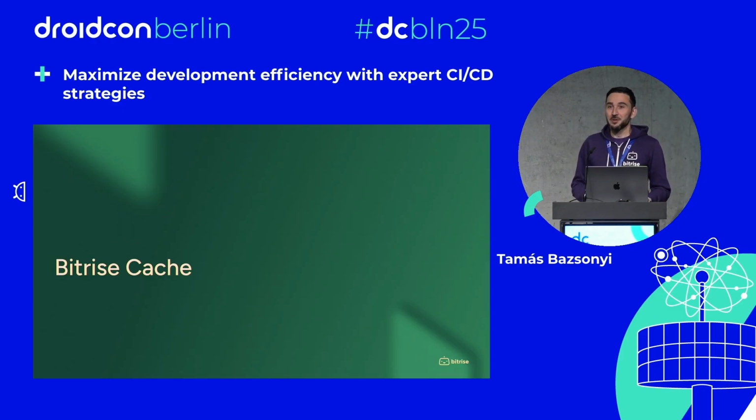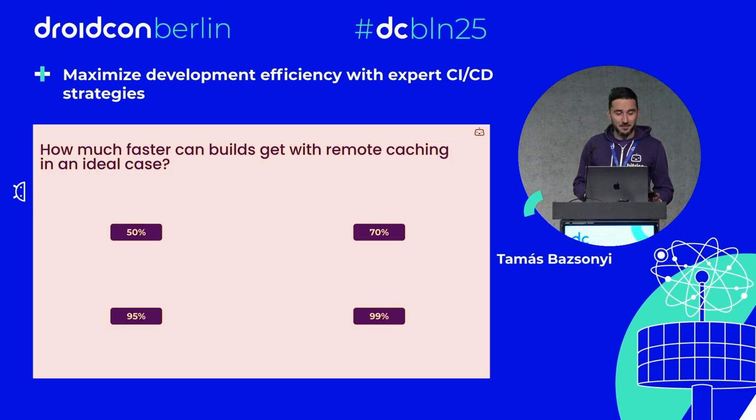Let's look at one of my favorite topics, the build cache itself. And let's start with a question. If you already attended one of my talks, this might be familiar, but let's run through it. What do you guys think, in an ideal case scenario, how much faster can remote caching make your builds?